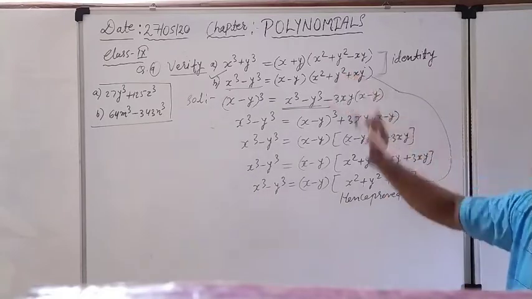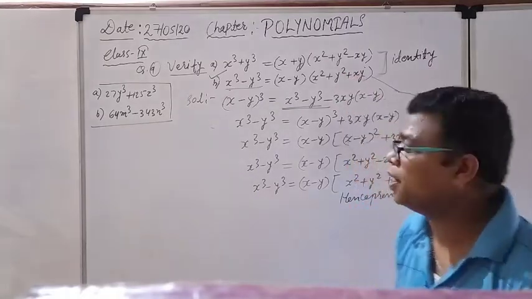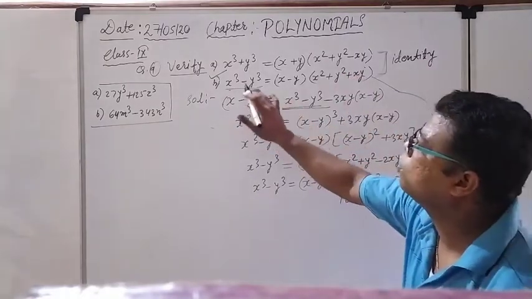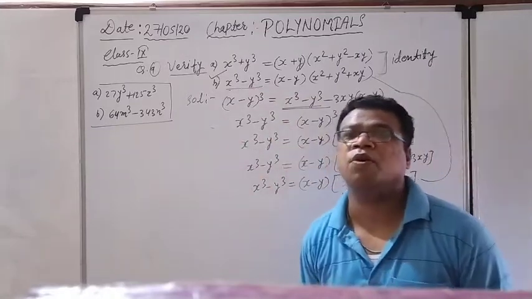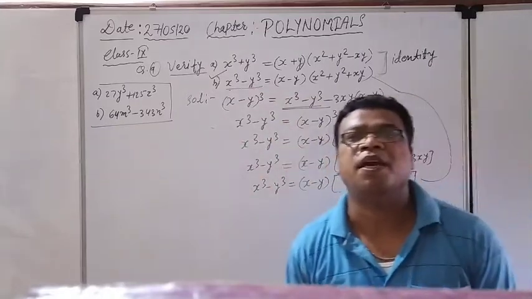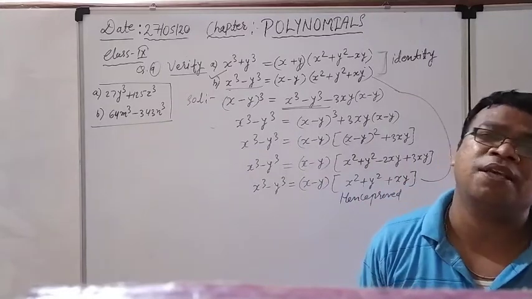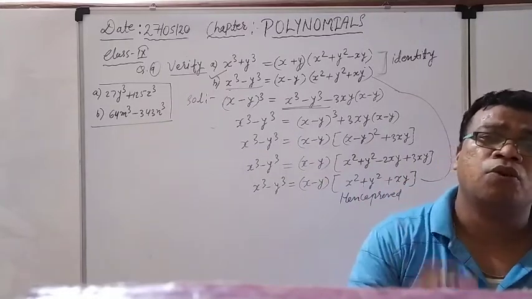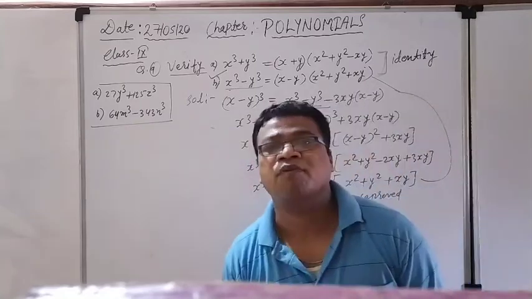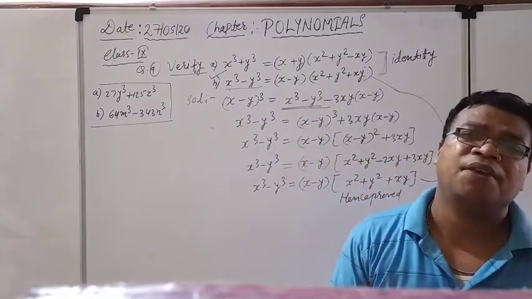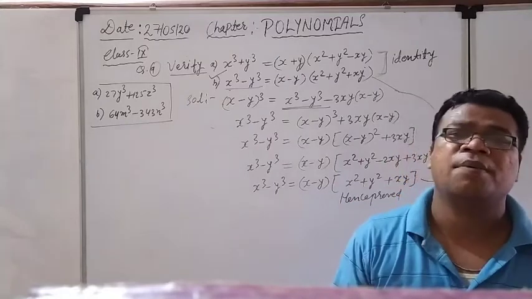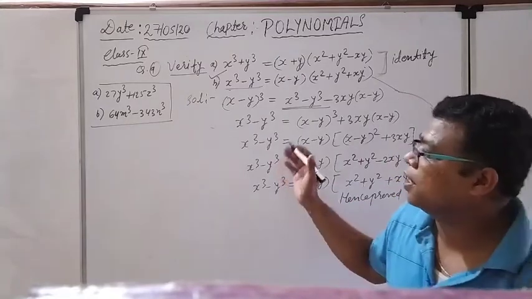So this was the verification type question. You may understand also. Only you have to know that particular formula: what is a plus b whole cube, a cube plus b cube plus 3ab inside the bracket a plus b, and what is a minus b whole cube, a cube minus b cube minus 3ab inside the bracket a minus b. Both the things here we have to write down in form of x and y, and after that we have to take some common terms and apply some identities. After that we can get the solution.